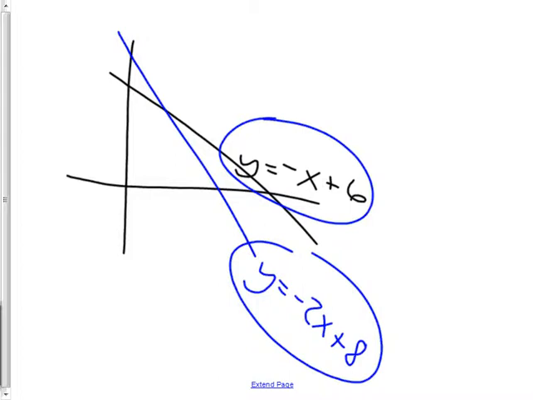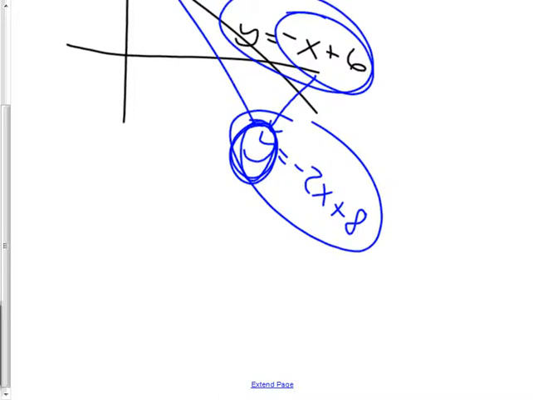Okay, so after I take these two equations and put one into the other, I'm going to put this right there. Do you get why I can do that? It says y equals negative x plus 6, so here's a y. I can put negative x plus 6 right there. So you can write negative x plus 6 is equal to negative 2x plus 8. That's a big equation that you can solve then.